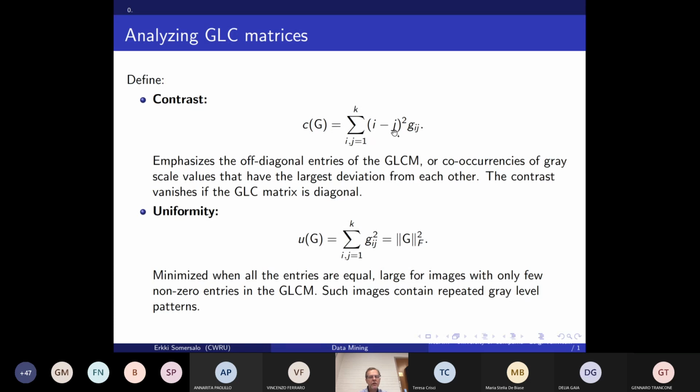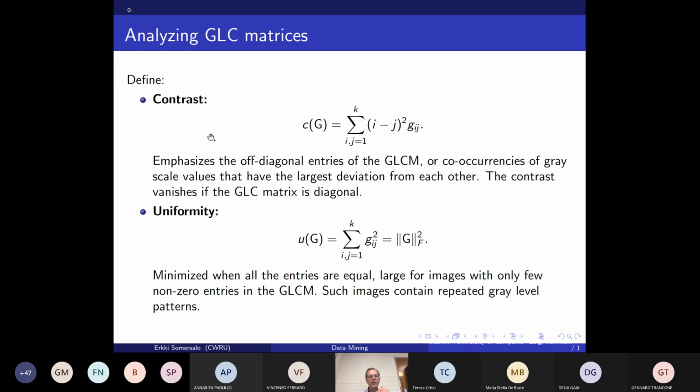So what does this i minus j do? When you have i and j equal, then this coefficient i minus j is 0. So in this number C, pixels which are close to each other in color give 0 or a small contribution, while pixels which are far away from each other in color give a large contribution. So if this number is large, it means that there is lots of contrast in your picture. So therefore this variable is called contrast.